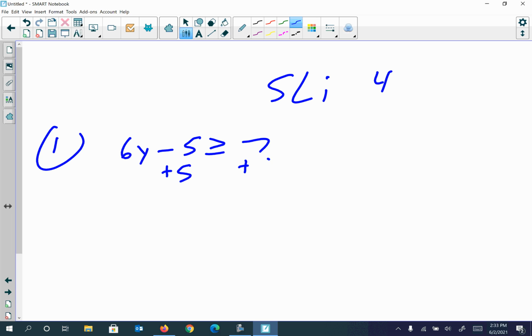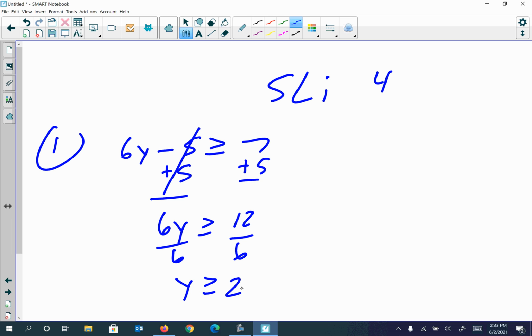So I had 5 on both sides. Those cancel. 6y is greater than or equal to 12. Divide each side by 6. So the inequality stays the same way because I'm dividing by a positive number. So we need to look for where we have a solid dot at a 2 going to the right. And that looks like answer C.